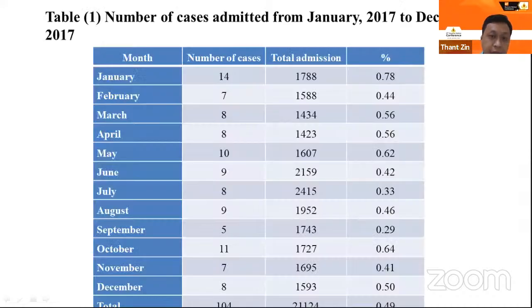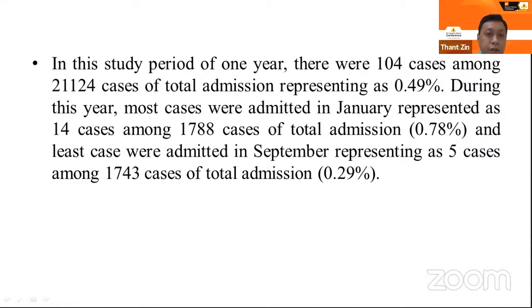And these are the results tables. These are the number of cases admitted from January to December 2017. In this study period of 1 year, there were 104 cases among above 21,000 cases of total admission, represented as 0.49%. During this year, most cases were admitted in January, represented as 14 cases of total admission, 0.78%. And the fewest cases were admitted in September, represented as 5 cases among 1,743 cases of total admission, 0.29%.